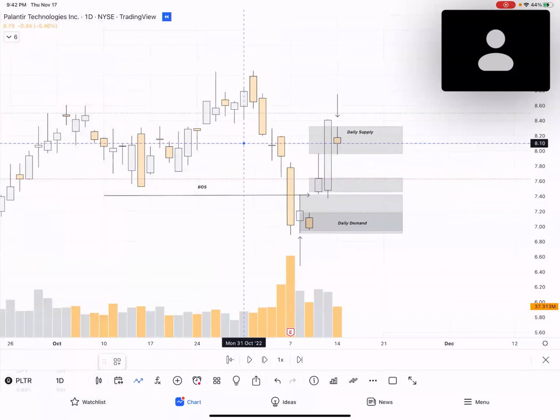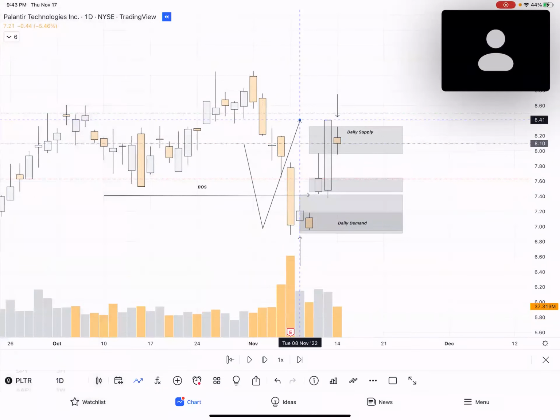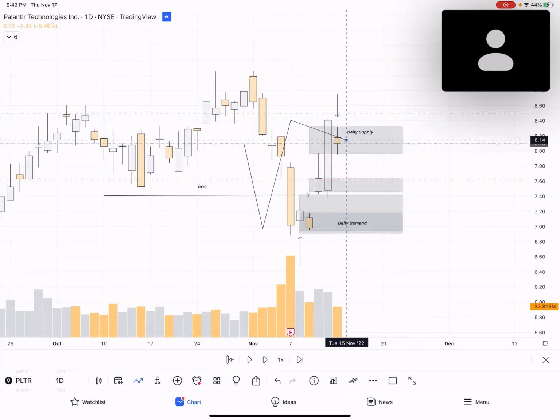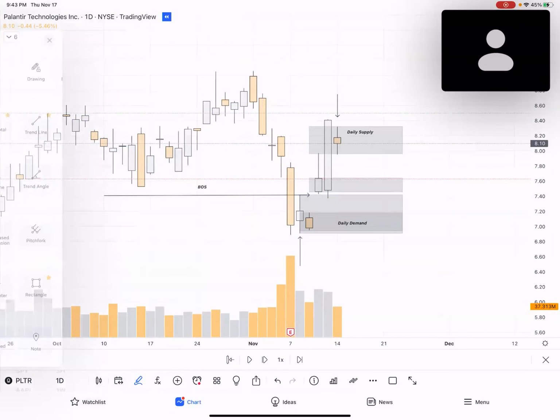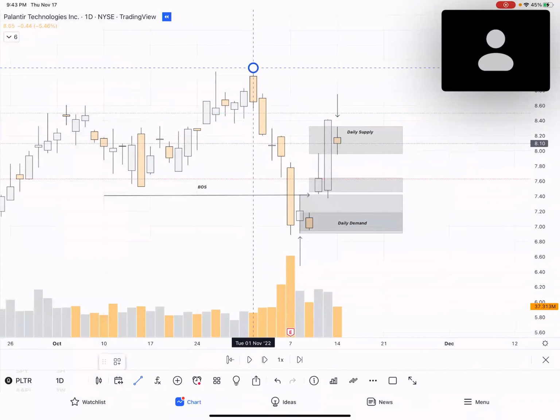Price breaks towards the downside, comes all the way back up to try and fill in some inefficiency that was left behind, right? And now we're seeing weakness here, indecision from this supply zone. So this tells me that price is getting ready to put in another lower low to continue the trend to the downside.